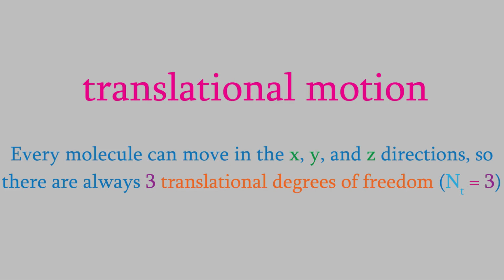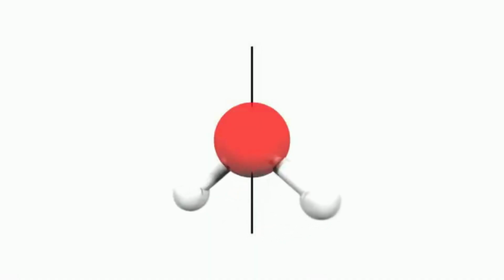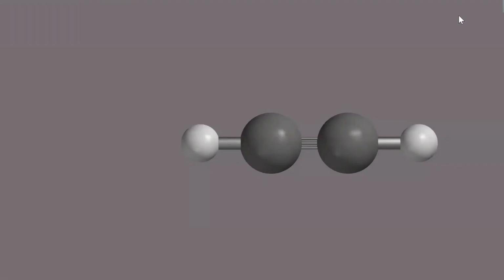What about rotational degrees of freedom? It might seem like every molecule would have 3 rotational degrees of freedom because a molecule can rotate around the x, y, or z axes. Most molecules do indeed have 3 rotational degrees of freedom, but that's actually not true for all molecules. For example, consider an acetylene molecule.